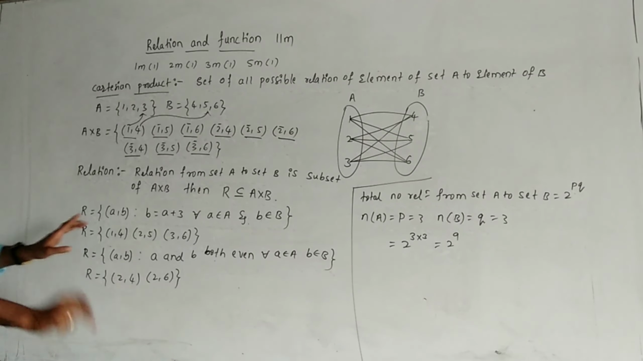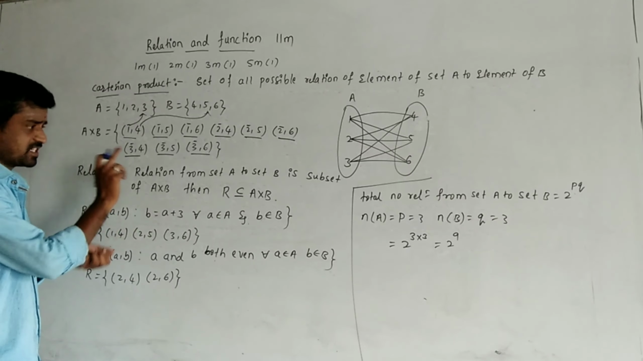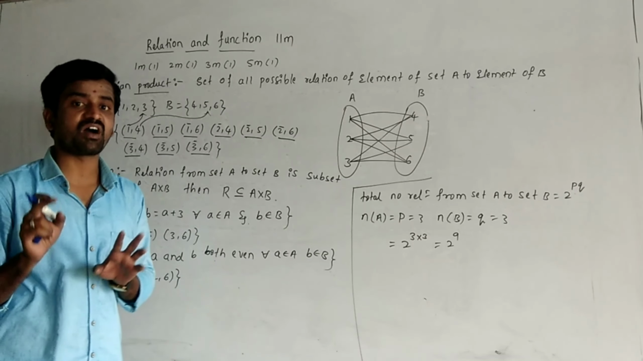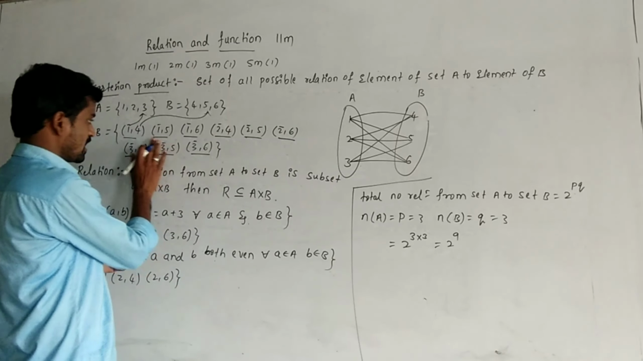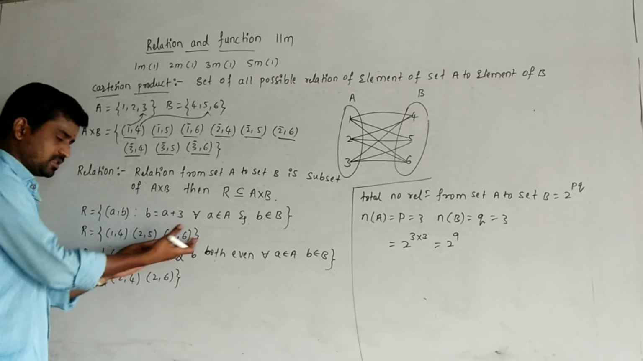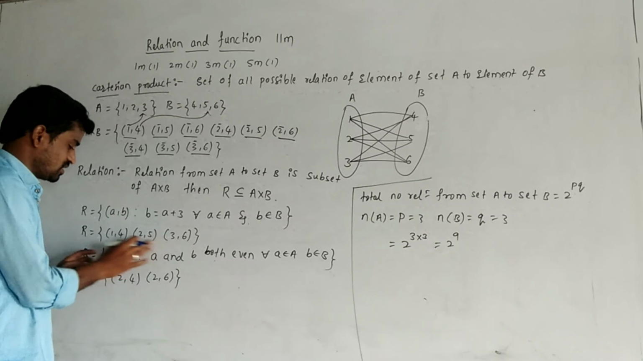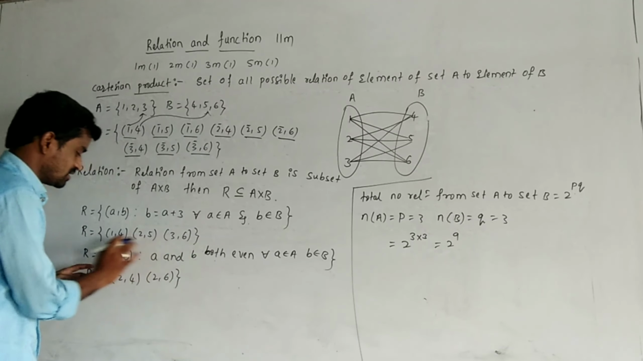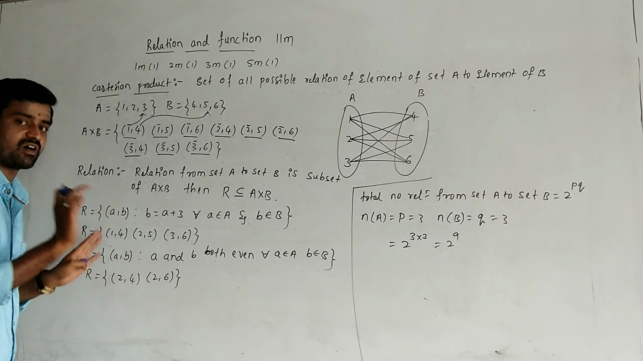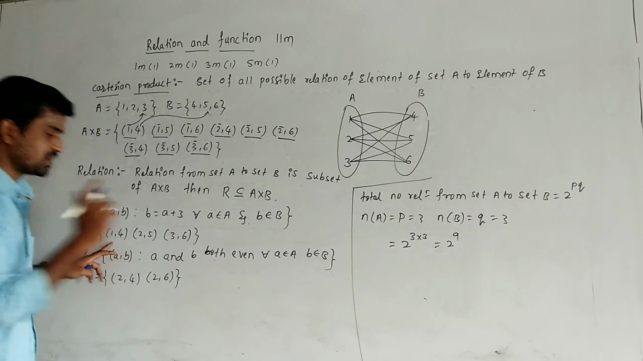Next, the set of first elements of ordered pairs is called the domain. Here you take this relation. This one is also a relation. These are called ordered pairs. The set of first elements of ordered pairs is called the domain.